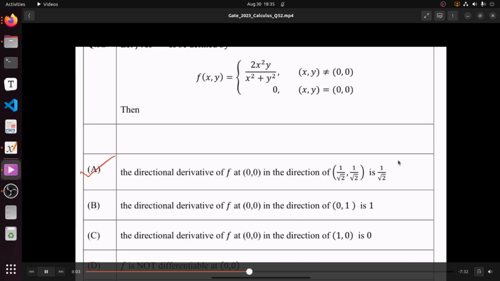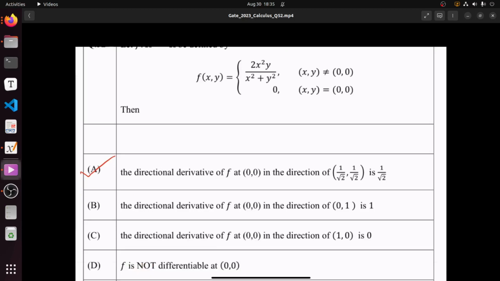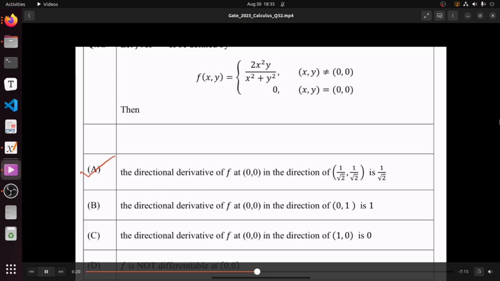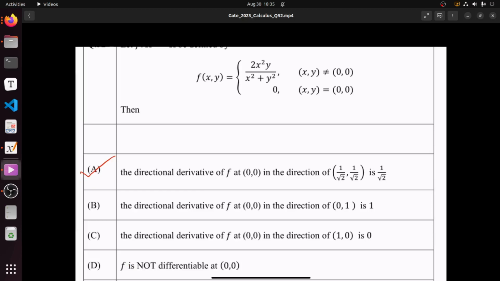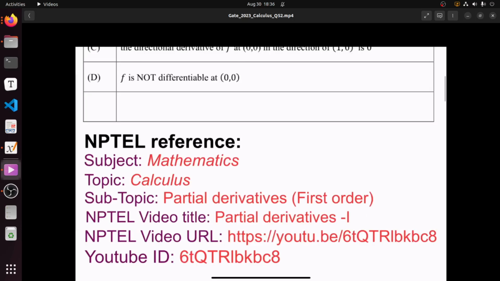Okay. So let's move to the option B. It is saying we have to find the directional derivative of f at the point 0, 0 in the direction 0, 1. So this is basically the y-axis, right? So this is also called the partial derivative with respect to y. If you think, you will get that this is the same as finding the partial derivative in the direction of y.